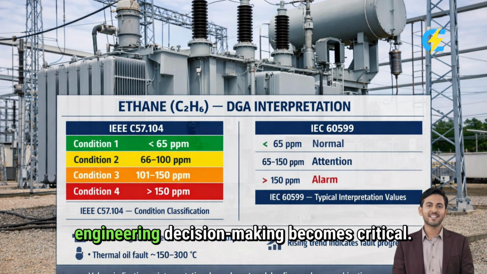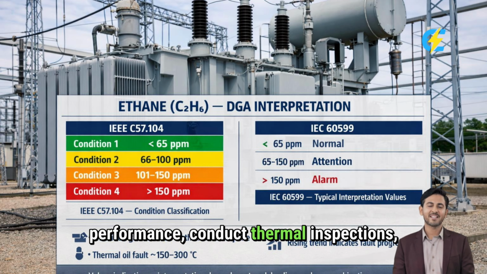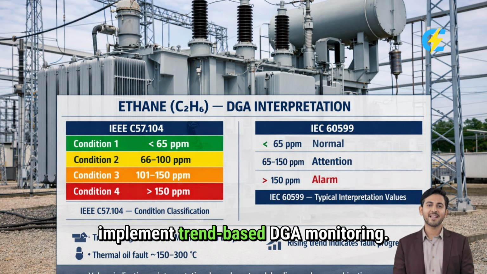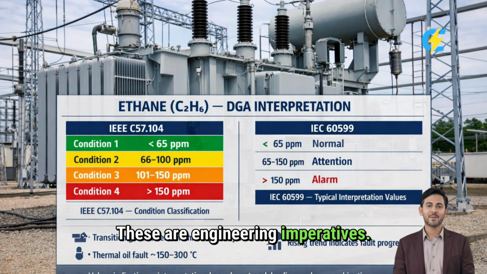This is where the engineering decision-making becomes critical. Ethane is what we call a decision gas. Ignore it and problems escalate. When your DGA results show rising ethane levels, you need immediate load assessment. Check your cooling system performance, conduct thermal inspections, implement trend-based DGA monitoring. These are not suggestions, these are engineering imperatives.